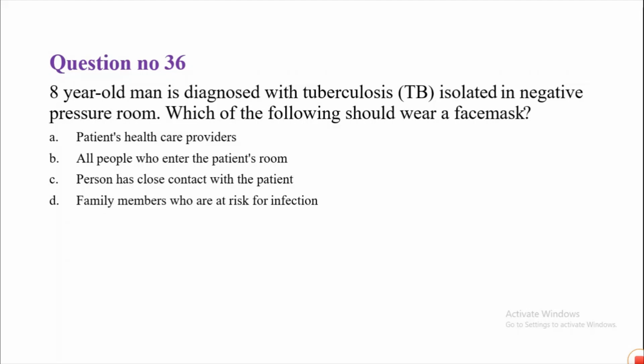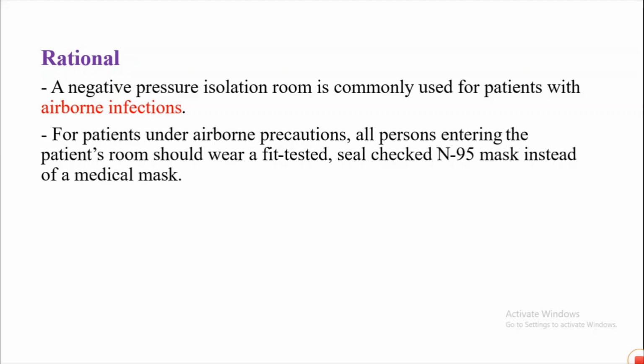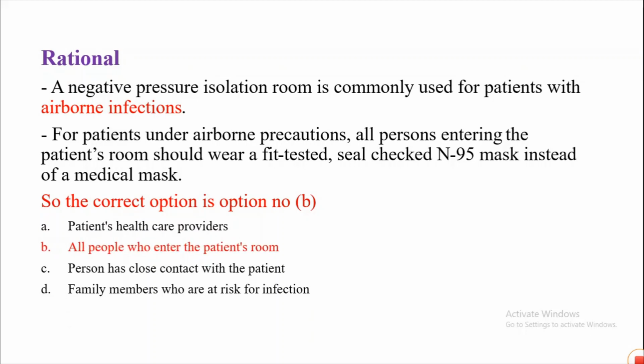The correct option is option B, all people who enter the patient's room. Why did we choose option B? Let's see the rationale. A negative pressure isolation room is commonly used for patients with airborne infection. For patients under airborne precaution, all persons entering the patient room should wear a fit-tested, seal-checked N95 mask instead of a medical mask. So the correct option is B, all people who enter the patient room should wear a face mask.